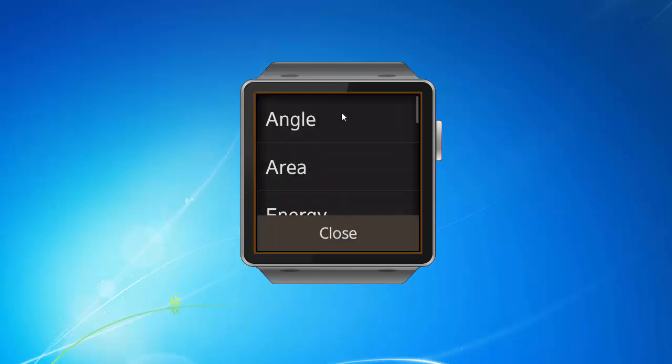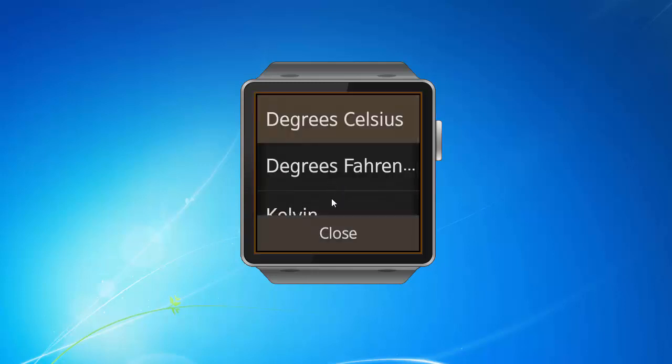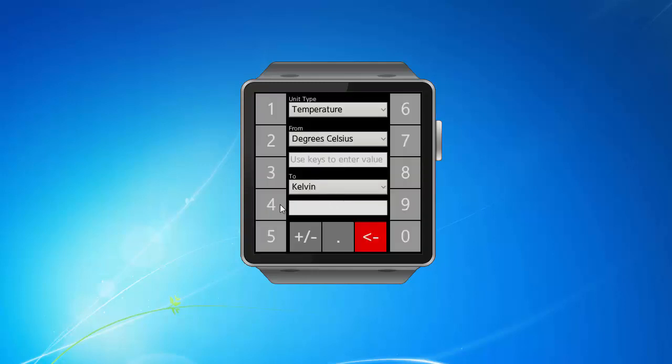Let's also quickly go through a different operation. Let's choose temperature as a unit type. Let's fix the from unit to be degree Celsius and to unit to be Kelvin. On choosing 40 degrees Celsius, we could dynamically see the Kelvin value being populated to 313.15.